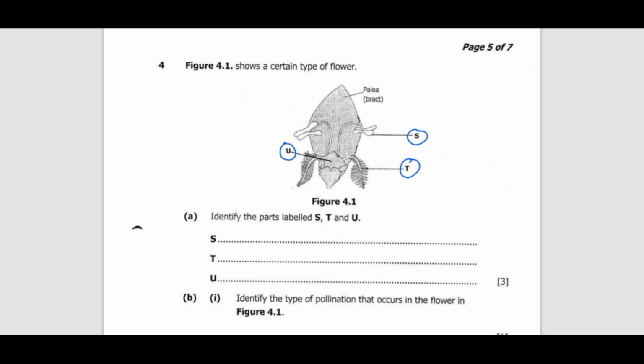Identify the parts labeled S, T, and U. So we have to identify these parts. Let us start with S. What is that part which is labeled S? That is the anther. And then the other one, which is T. When you look at it closely, you'd find that T is the stigma. And then U, this is the ovary. Okay, so let us move.